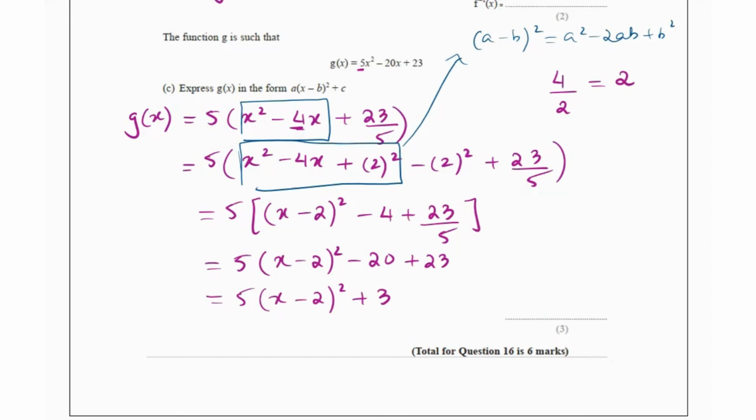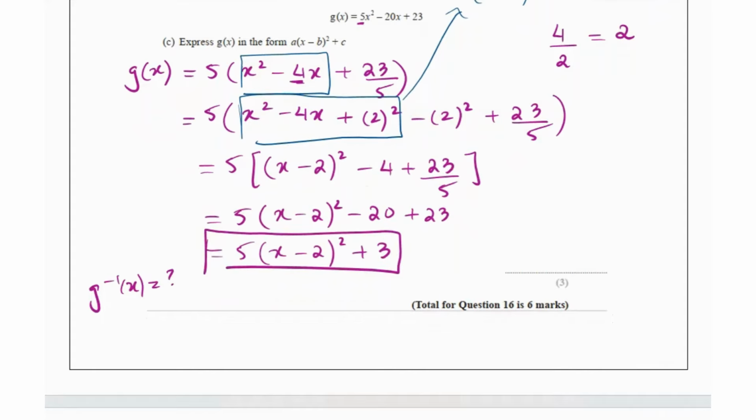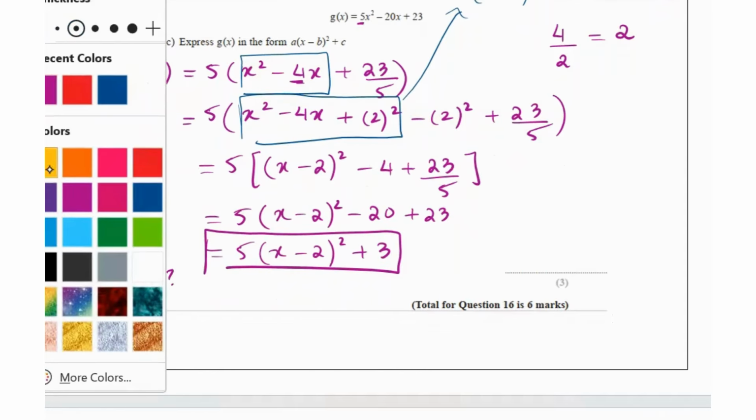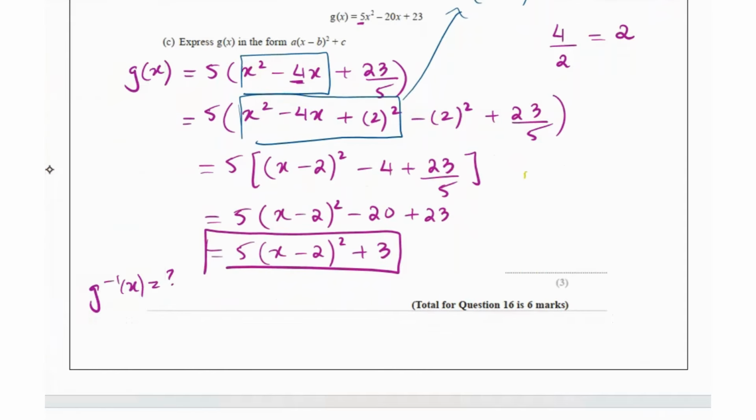Also, I would like to mention that completing square form is used to find the inverse of a quadratic equation as well. So if they ask you to find the inverse of a quadratic equation, you need to convert the quadratic equation to completing square form to do that. I'll even show you that for this. For example, if they were asking us to find g inverse x, you would use this to find the inverse. So that would be y equals 5 times x minus 2 squared plus 3. Y minus 3 equals 5 times x minus 2 squared, divided by 5.